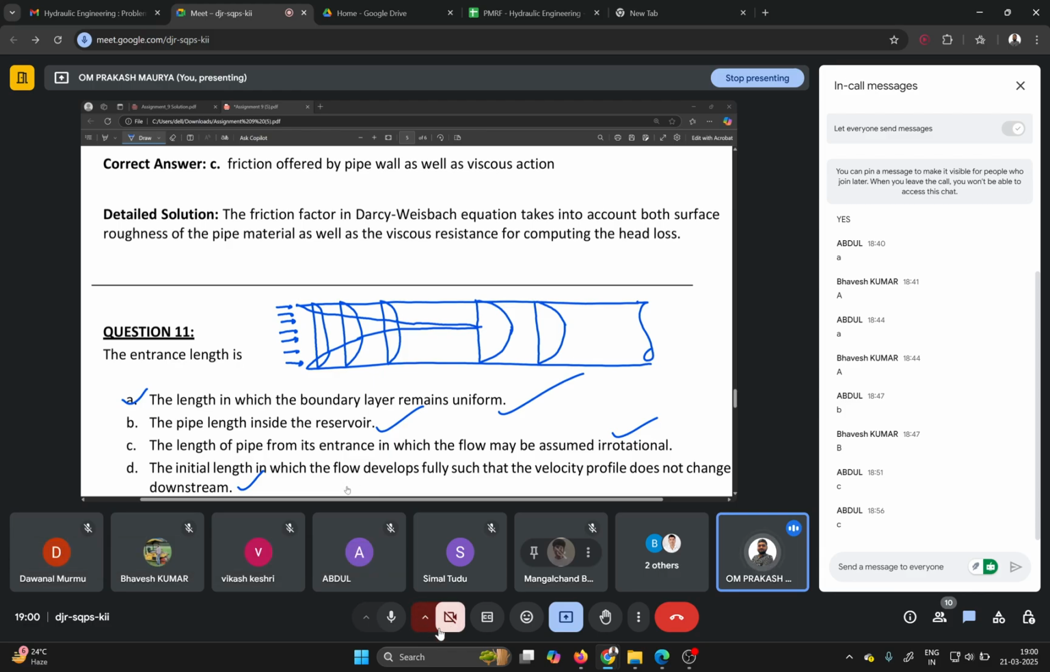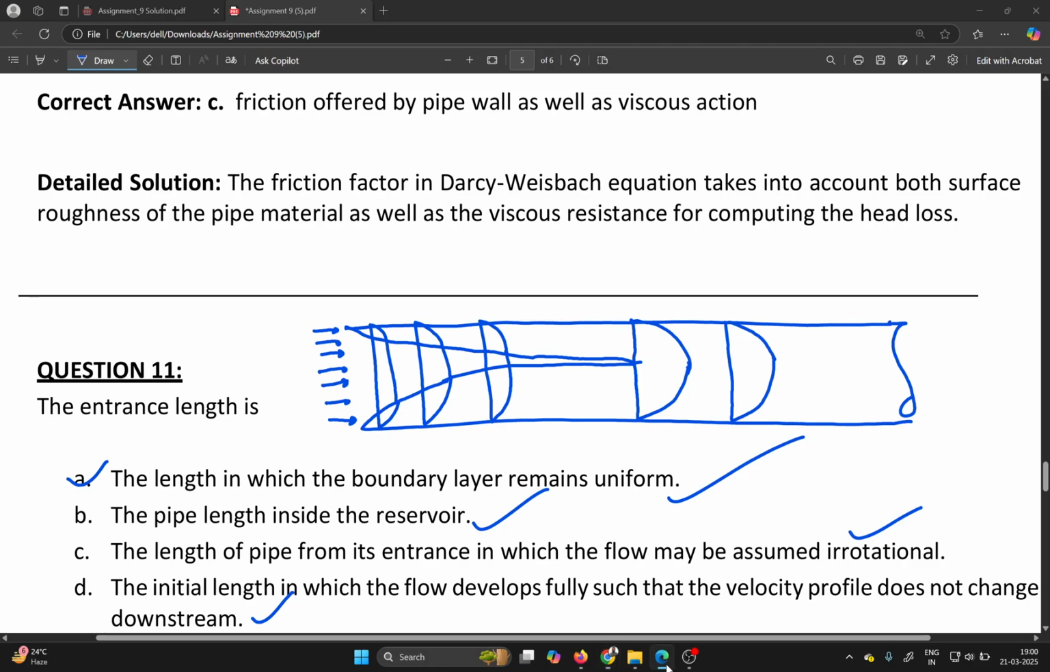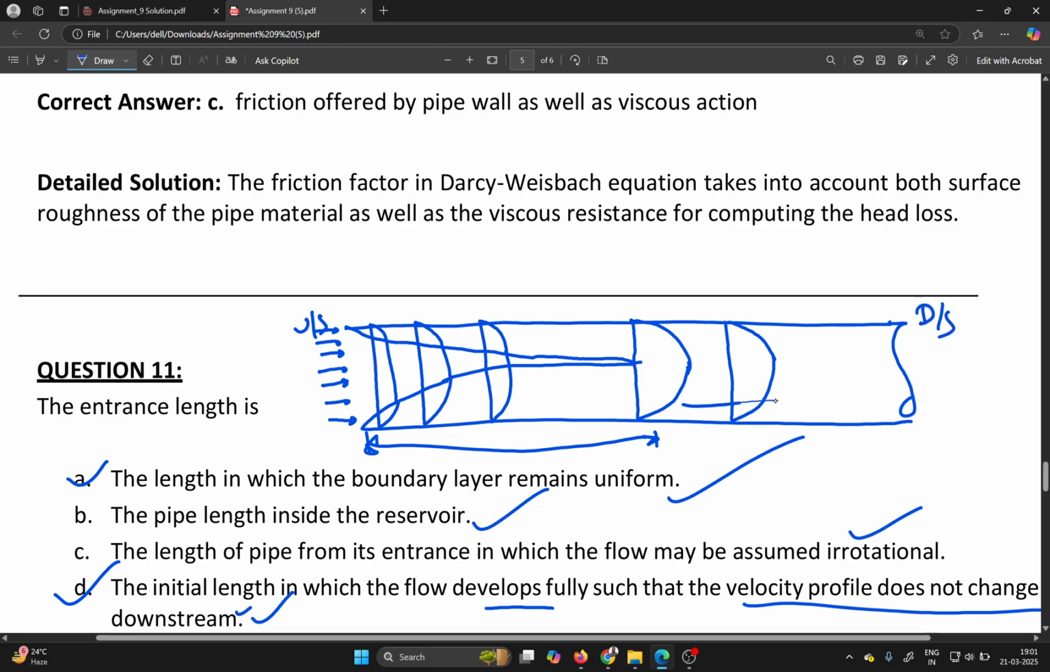So remember, please. This is the concept. This is your entrance length. Up to that, your velocity diagram is developed completely, with no change. So if you see option D, the initial length in which the flow is developed fully such that the velocity profile does not change in the downstream. This is your upstream and this is downstream. In the downstream, as you move, the velocity diagram will not change. So hope you got it.